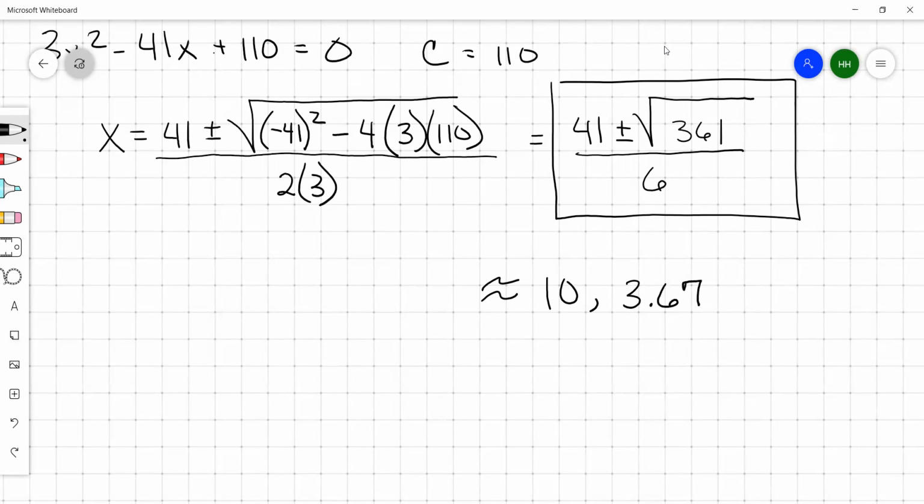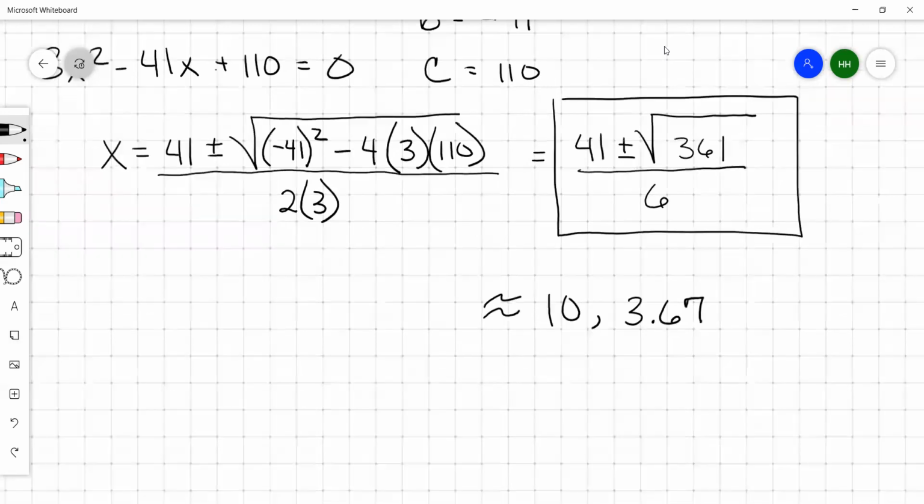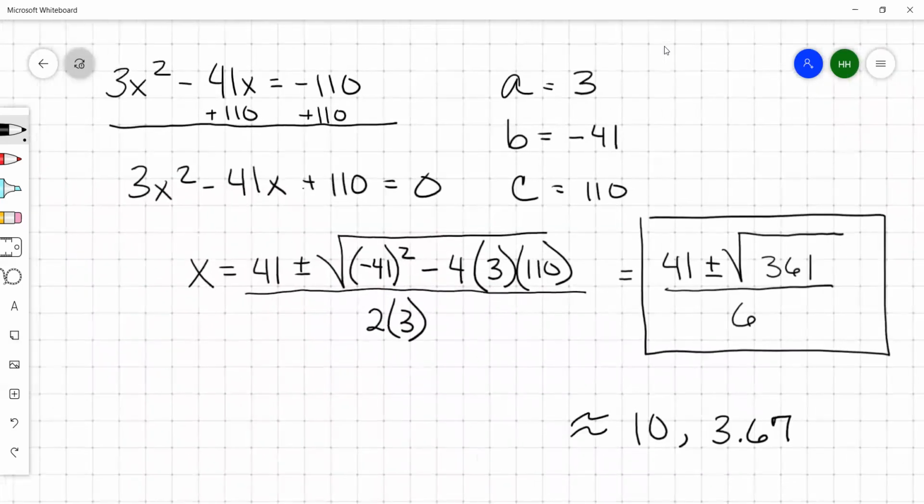All right. So, a little better than the other day, I hope. Get the equation in the form that it needs to be in. That's everything on the left equal to 0. Identify your A, B, and your C. Plug them into the equation and use your calculator. All right?